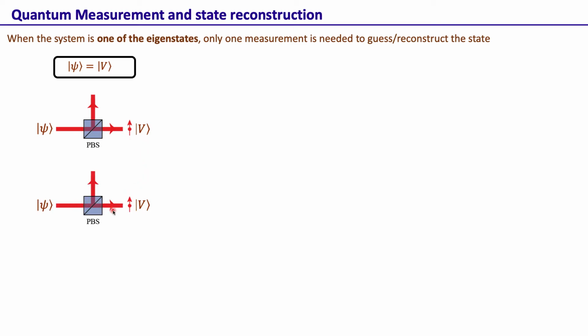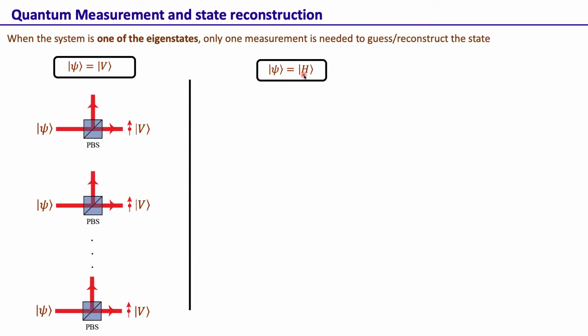In the second measurement, again the photon will end up here and we find that it is vertical. In the third measurement also, and if we just keep on doing, in every measurement we will find that the photon is vertical. So this basically says if we know that the system is in one of the eigenstates, then we can bring in a measurement device in that particular eigenbasis, and then only one measurement is required to reconstruct the state. Just one measurement tells us whether it is vertical or horizontal.